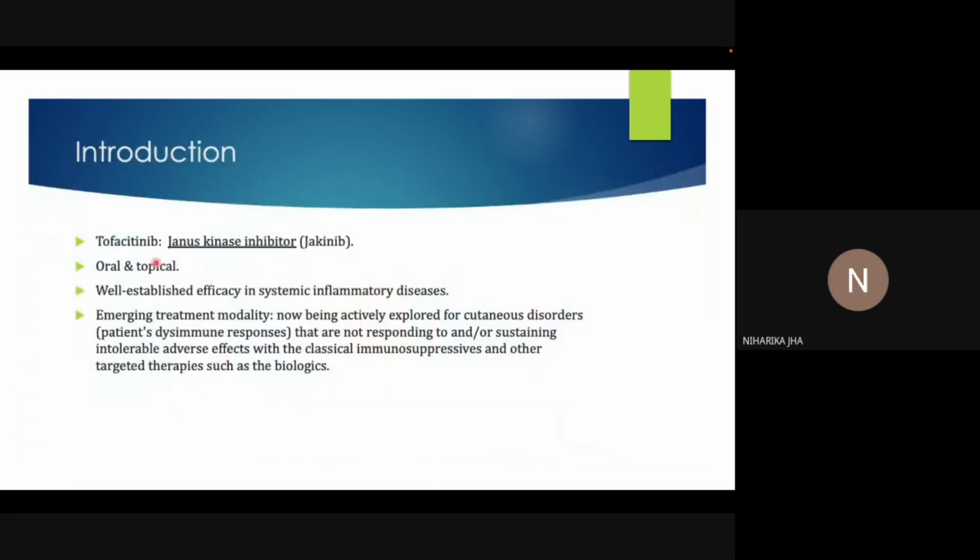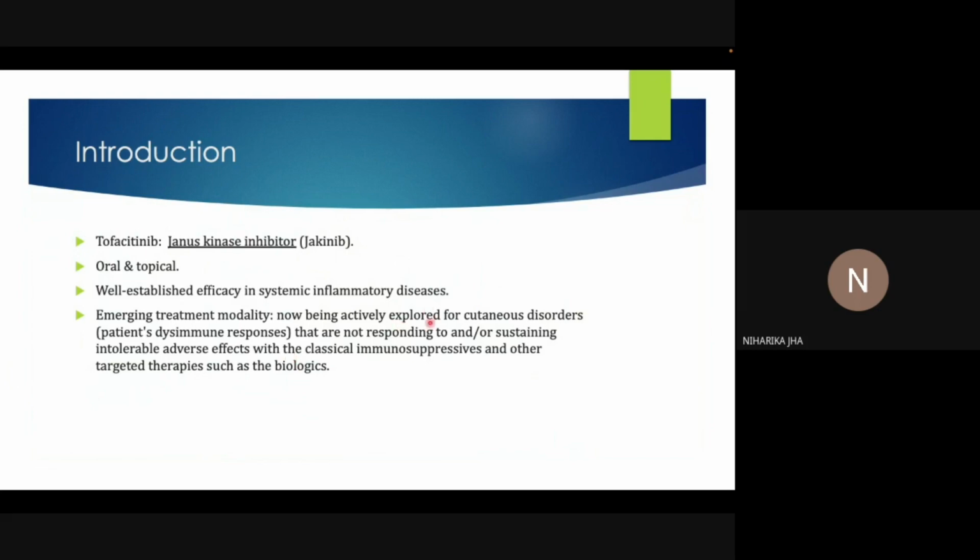So what is tofacitinib? Tofacitinib is a Janus kinase inhibitor and it is available in both oral as well as topical forms. Already it has been used in various systemic inflammatory disorders and its efficacy has been well established in certain diseases such as rheumatoid arthritis, ulcerative colitis, and psoriatic arthritis. But now in dermatology also, we are finding a lot of uses of tofacitinib.